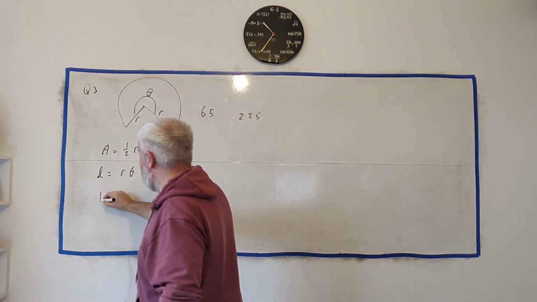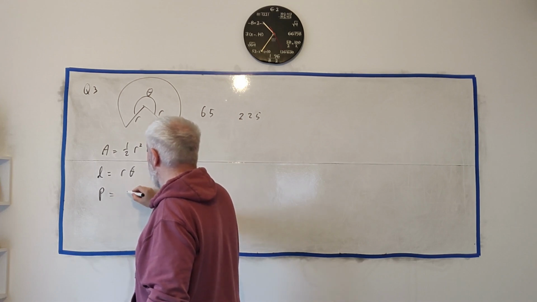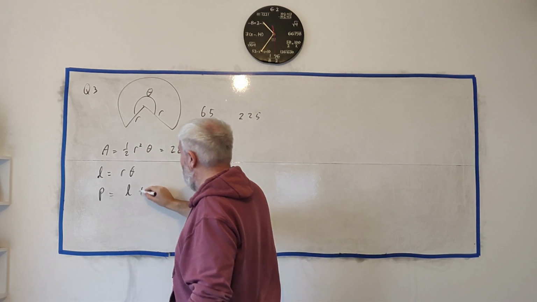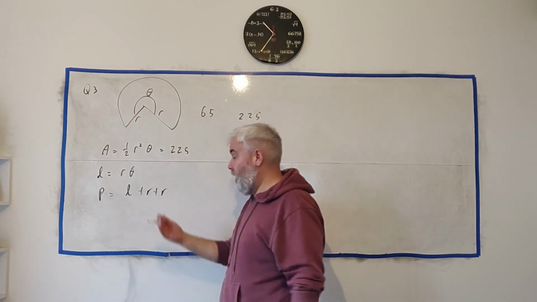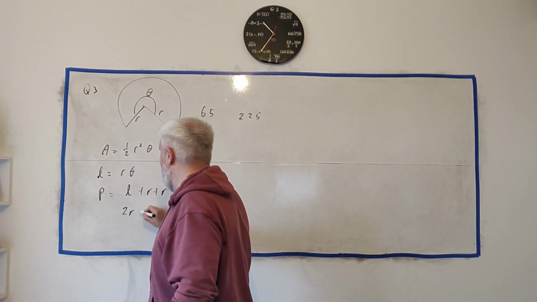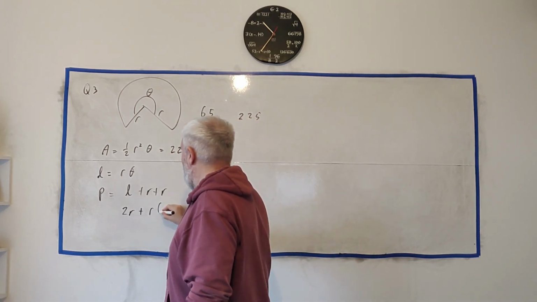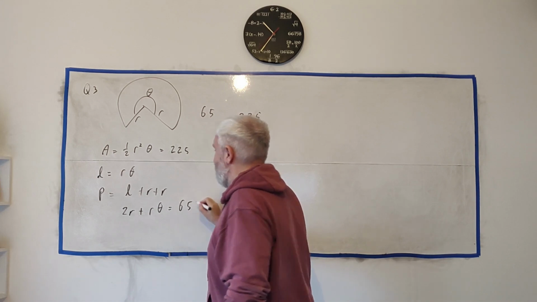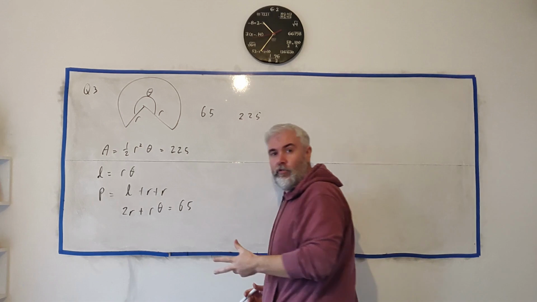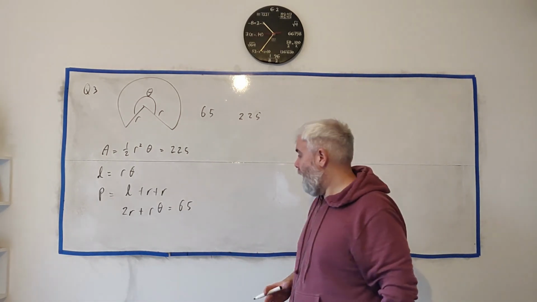So the perimeter here, let's call it P, is equal to L, this length, and another r, and another r, or L plus 2r. Putting that together, we would have 2r plus r theta is equal to 65. Here's another equation with 2 unknowns. Putting these 2 together, we can solve it.